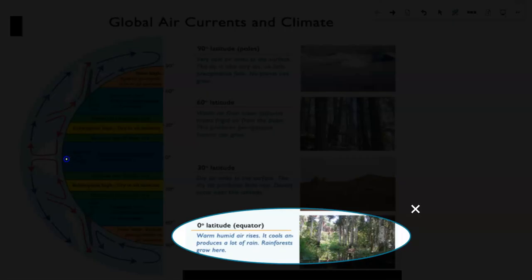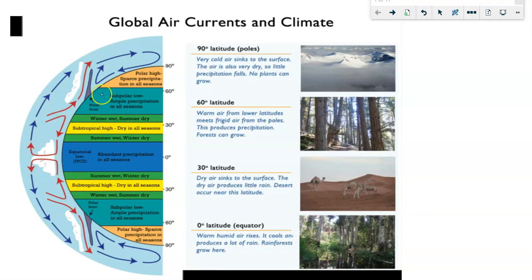Also, here where we have another low pressure system, here and here, all right, those we get more and more precipitation there where we have that air rising, condensing at those polar fronts and dropping a lot of moisture. However, if you sit around the 30 degrees north and south or up towards or down towards the poles, those areas are high pressure systems, and so we see a lot of dry weather there. We see very low amounts of precipitation.